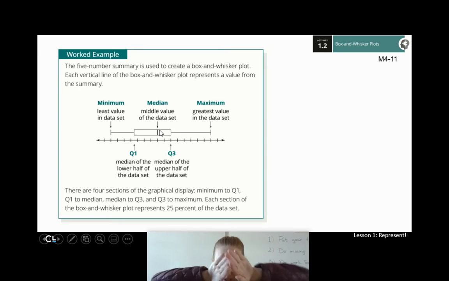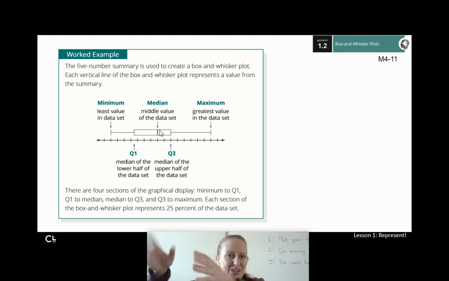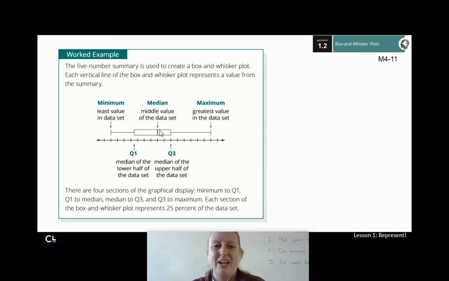You picked out the guy in the middle, so here's our two halves. Well, then the first quartile is the middle of the lower half. Got it? Middle of the lower half. And then the third quartile is the middle of the upper half. So we're literally like end, end, middle, middle, middle. And those are your 5 bits.